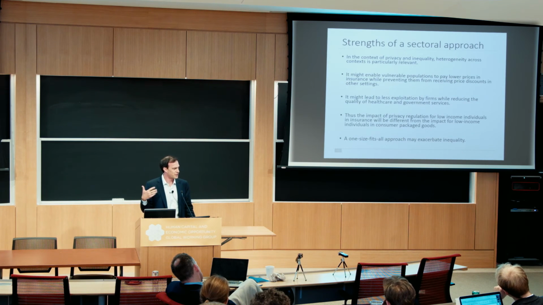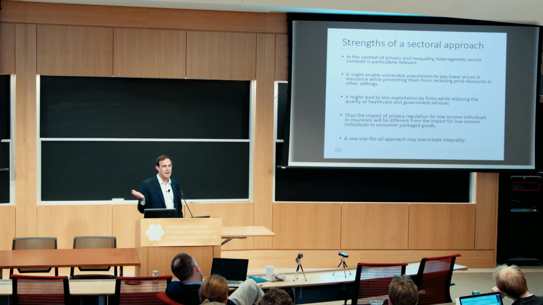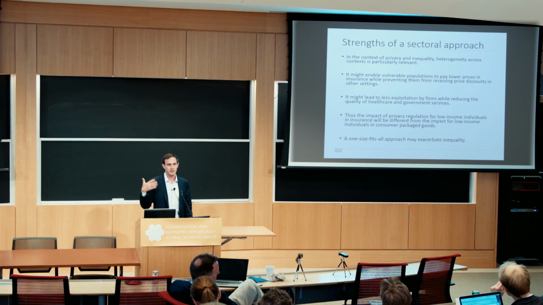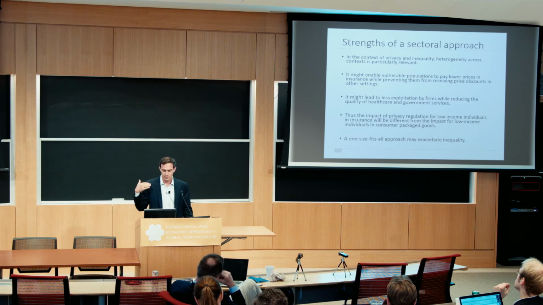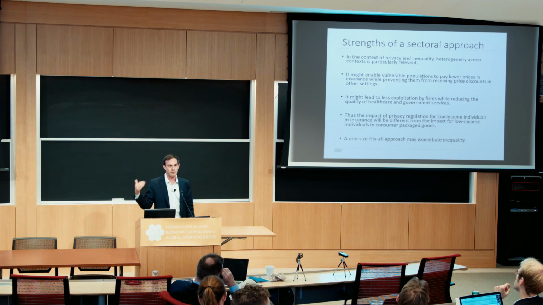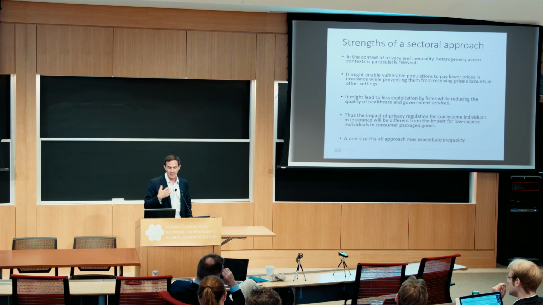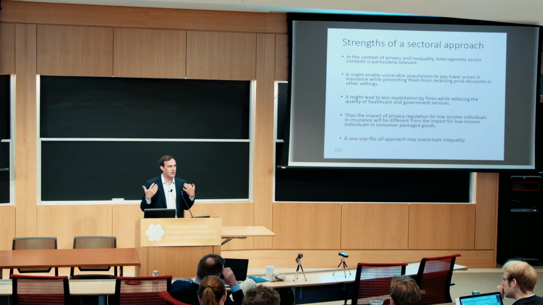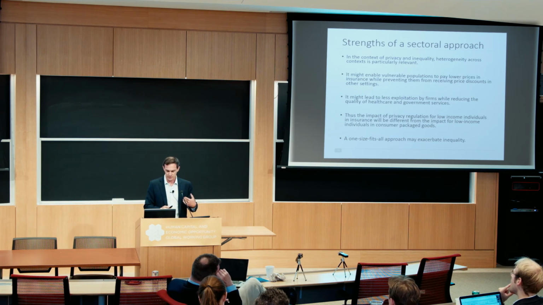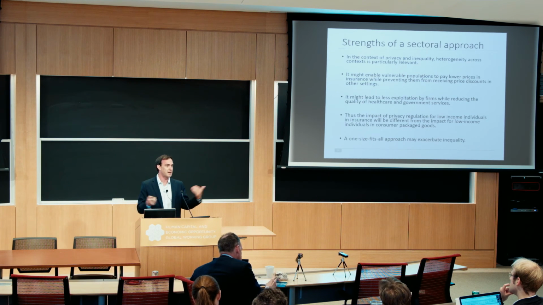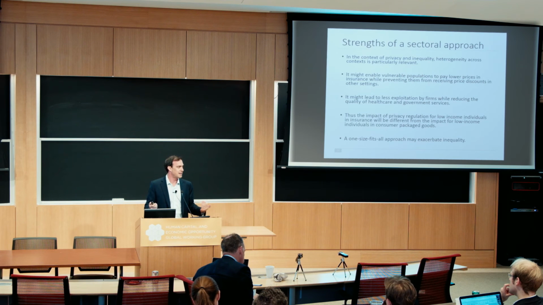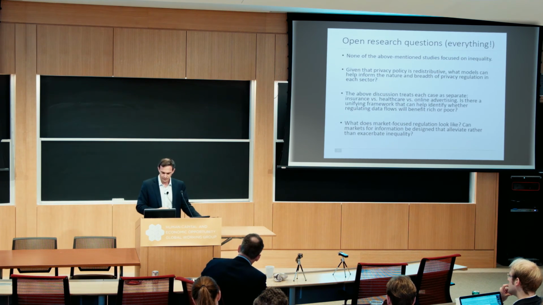How to think about this regulation isn't obvious to me, but at least we can say, hey, maybe there are going to be different consequences across sectors, especially if we care about inequality. Heterogeneity across contexts is particularly relevant here. It might sometimes enable vulnerable populations to pay lower prices. It might lead to exploitation by firms. We need to think about the context in order to understand when we should restrict information flows and when we shouldn't, especially if we care about these issues related to inequality. And so a one-size-fits-all approach might end up exacerbating inequality accidentally because the price discrimination stuff dominates the insurance side.